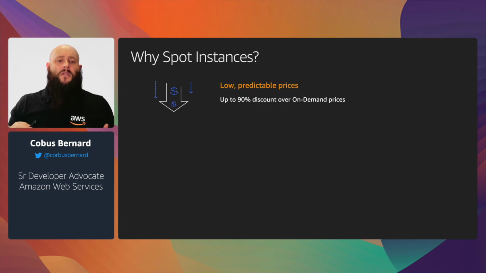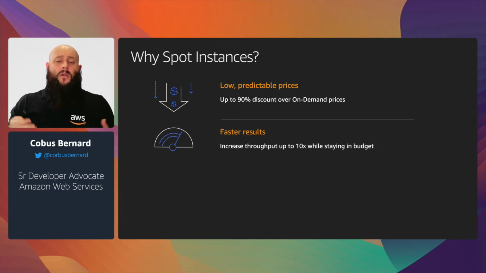Well, the first one is that they give you low predictable costs. You can get up to 90% savings discounts with them. So like I said, there's a lot of money that you can save by using Spot instances. By saving that money, you can also get faster results, because remember, if you're running at a 90% discount, you can run almost 10 times the amount of compute for the same price as the on-demand price, which means you can get your results much, much faster.